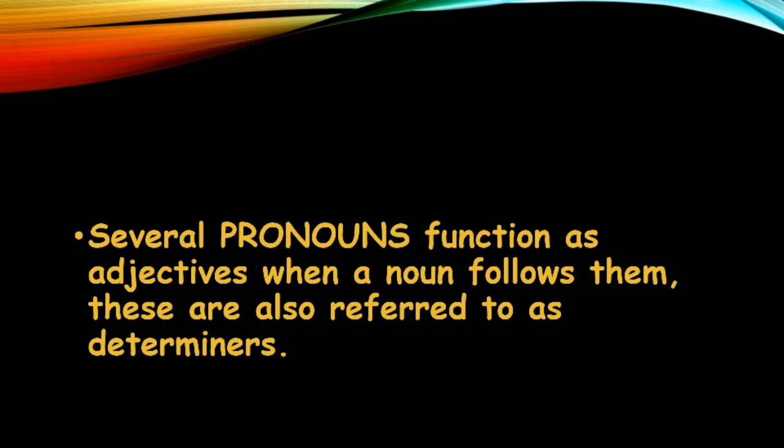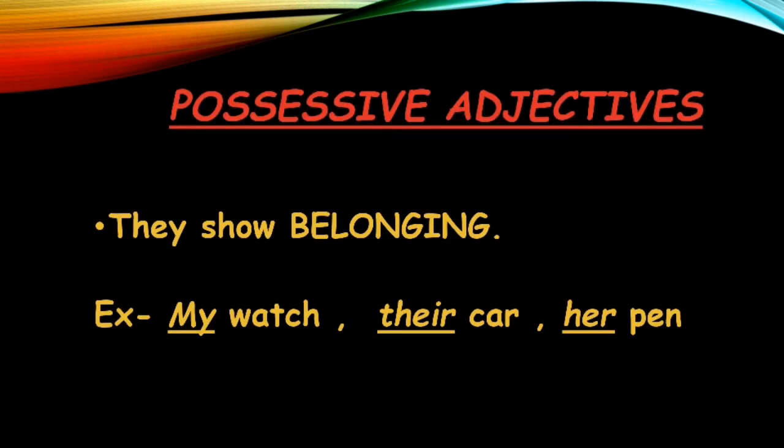Now what are these? Let's see. First of all, let's see what possessive adjectives are. Now possessive, you always have to remember, whenever the word possessive comes, it means it will show possession. Possession means belonging, whose thing it is. Who is the owner of that thing? To whom does it belong? So they show belonging.